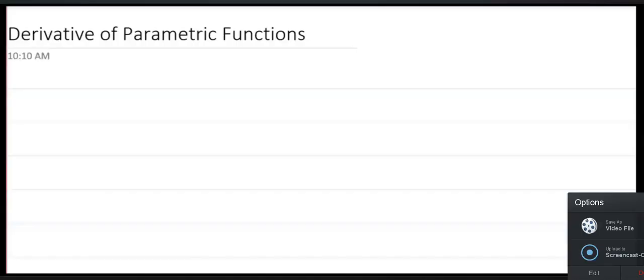Hello friends, now we'll start the new topic, derivative of parametric functions. In this topic, first of all we see the theorem which is asked frequently in the board exam. Now let us start.